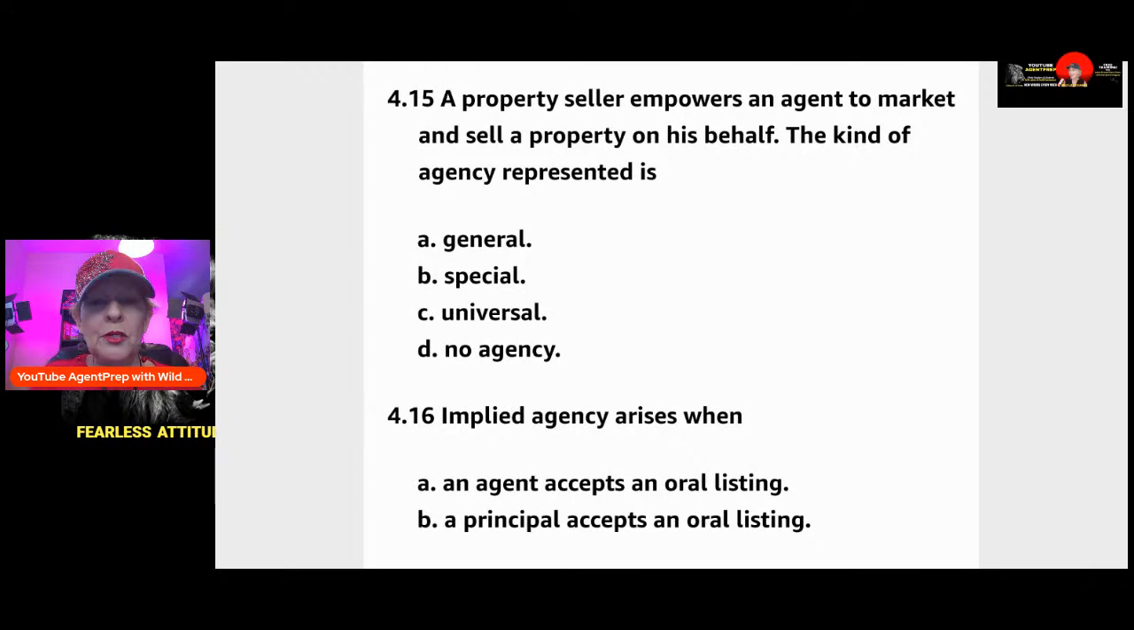So it empowers a property seller, one property seller. It empowers an agent to market and sell a property, one property, on their behalf. So what type of agency relationship is that? You have many versus one. Come on, type your answer in the chat. If not, we're moving on.